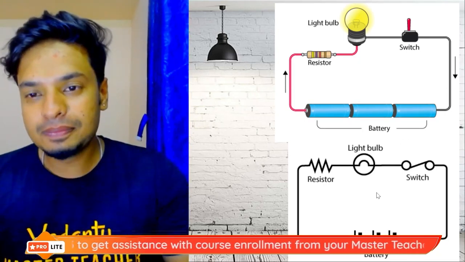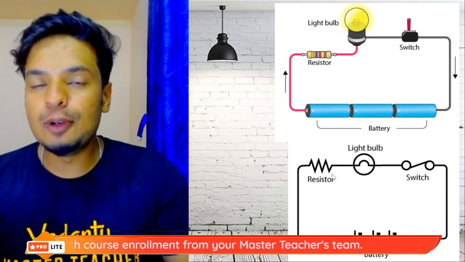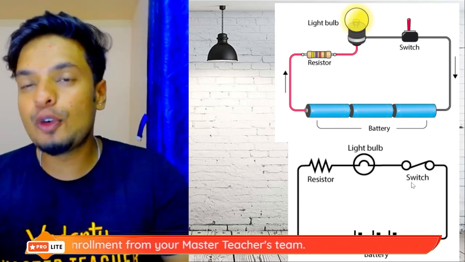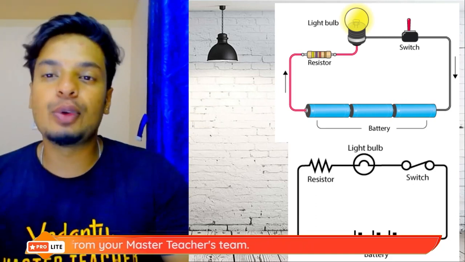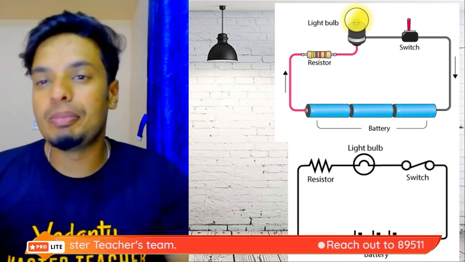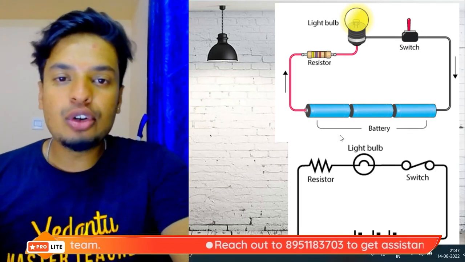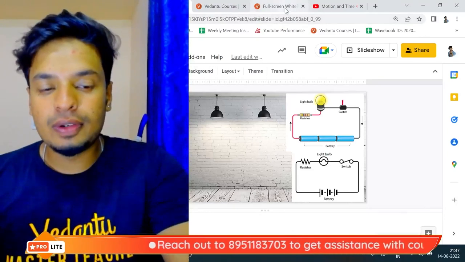See, this is the symbol for bulb, symbol for resistor, symbol for switch, symbol for battery. These are the corresponding symbols for all of these electrical components. Simple. Okay, now I'll draw and show you guys again. Not a problem at all.